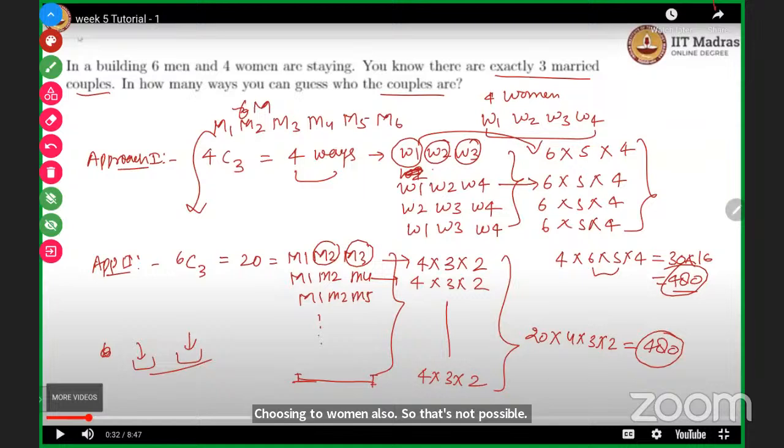If you are doing 6 into 4, let's say men M1 W1, M1 W2, M1 W3, M1 W4, and then M2 W1, M2 W2, M2 W3. So what that comes to is 24, isn't it? No, no. If you are doing M1 W1, right, then just think how many possible pairs. So M1 W1, then it will be M1 W2, right? That will be 24.